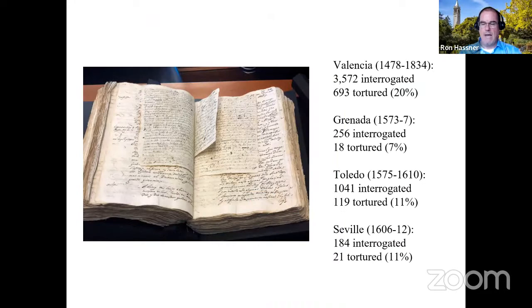So I don't think, David, it's because the Valencia Inquisition is one of the first and starts in 1478. I think it's because it's one of the last. And as the Inquisition reaches the 18th and the 19th century, it's just really, really hard to find heretics. They've all left or they've all been killed. And at that point, torture becomes more common. So as a rule, the Inquisition tortures more over time.